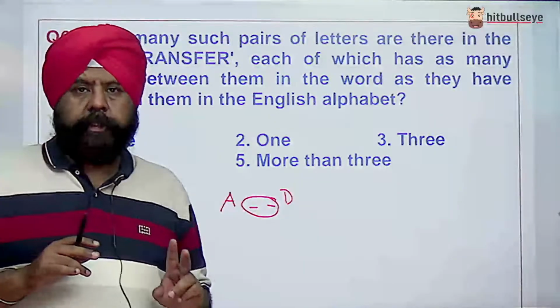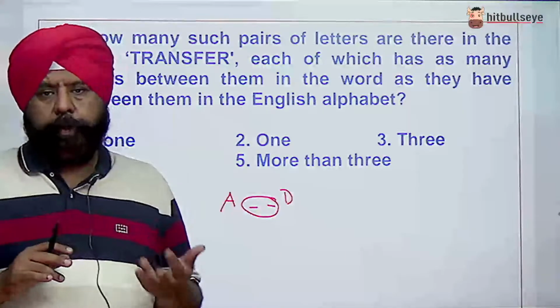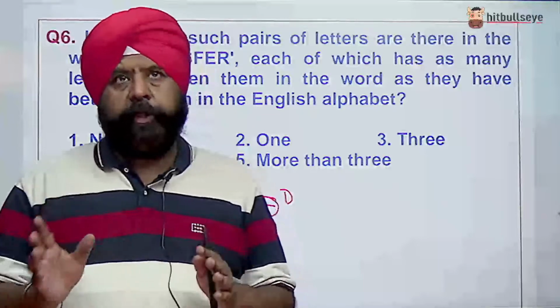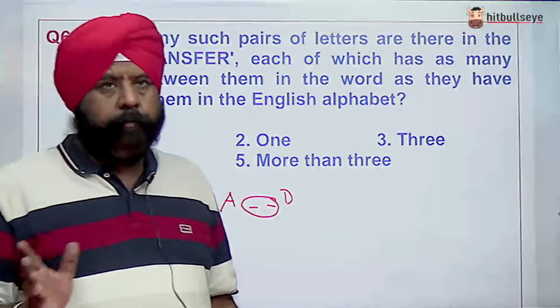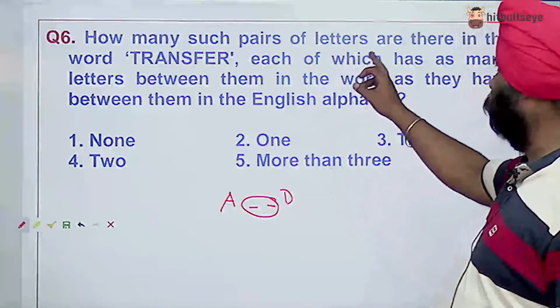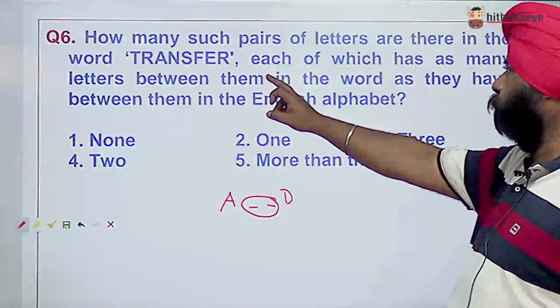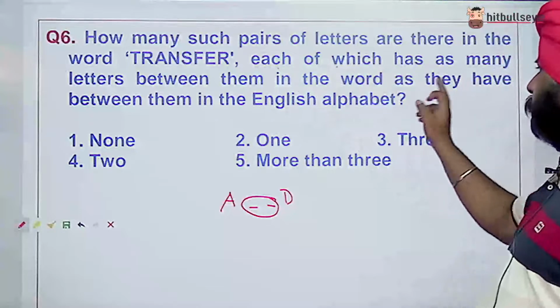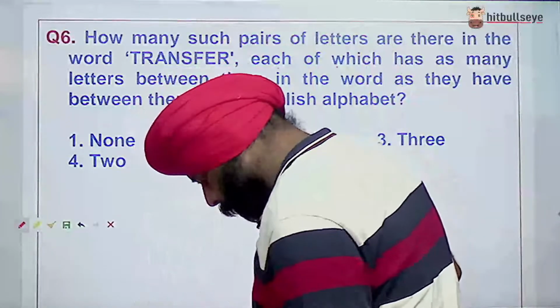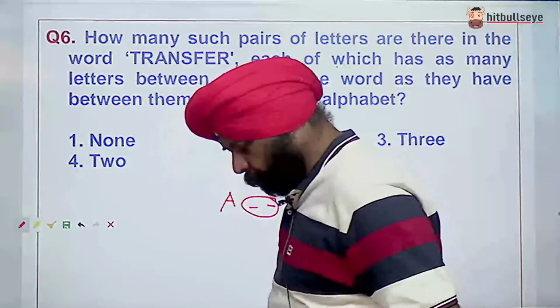So any guess? I hope you are trying. I am giving you a few seconds to solve it. You have to just check once from front side and once from back side. How many such pair of letters are there in word transfer, each of which has as many letters between them in the word as they are between the English alphabet?